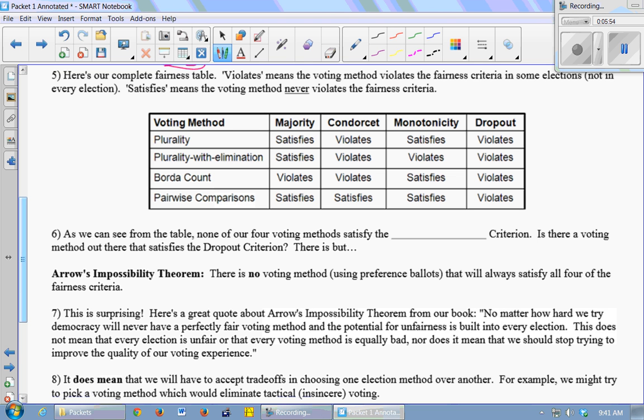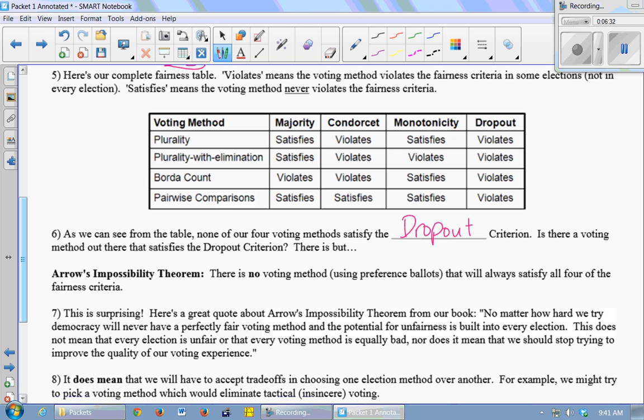Okay, so this is just a little summary, and you don't have to memorize it or anything. We can look at this table and see: is there a criterion that none of my methods satisfy? Dropout. Yep. So a natural question would be, is there a method that satisfies the dropout criterion? And the answer is, yes, of course there is. We can always try to devise something that will satisfy an individual criterion.